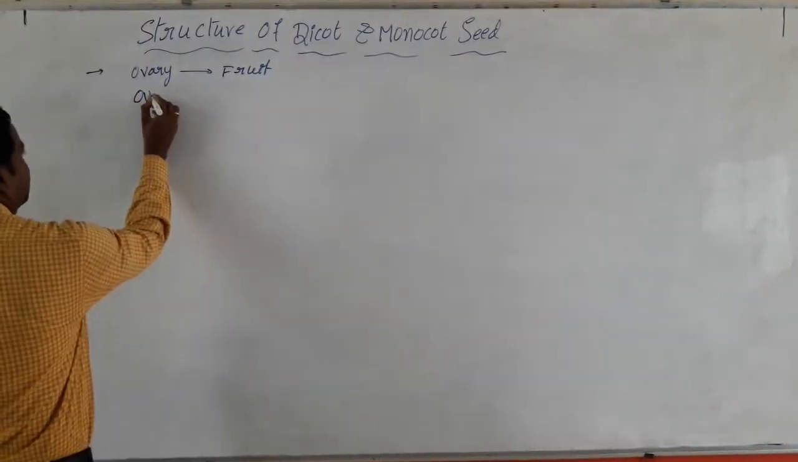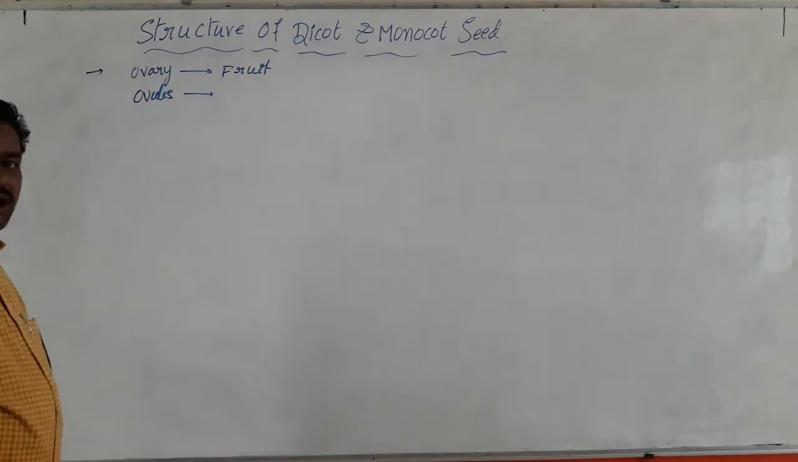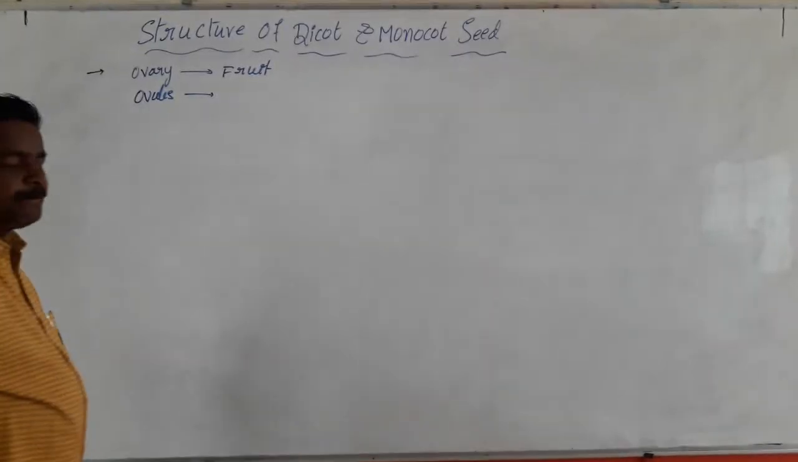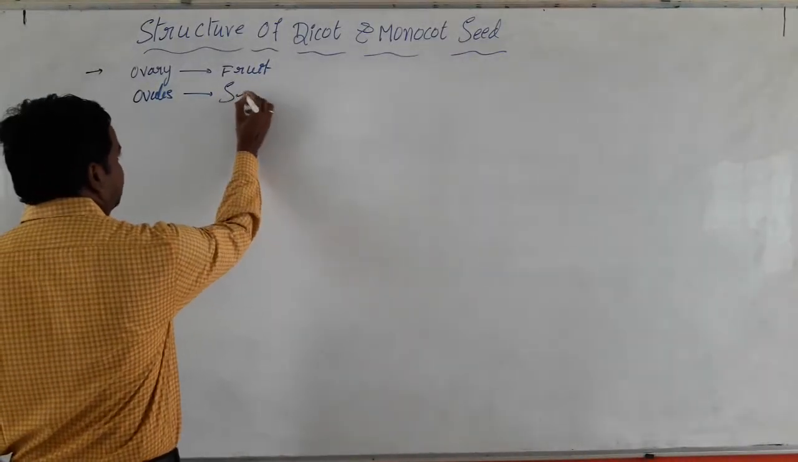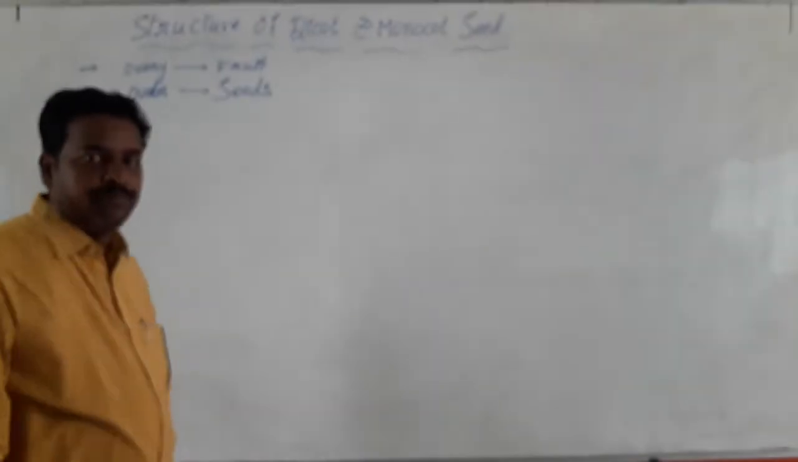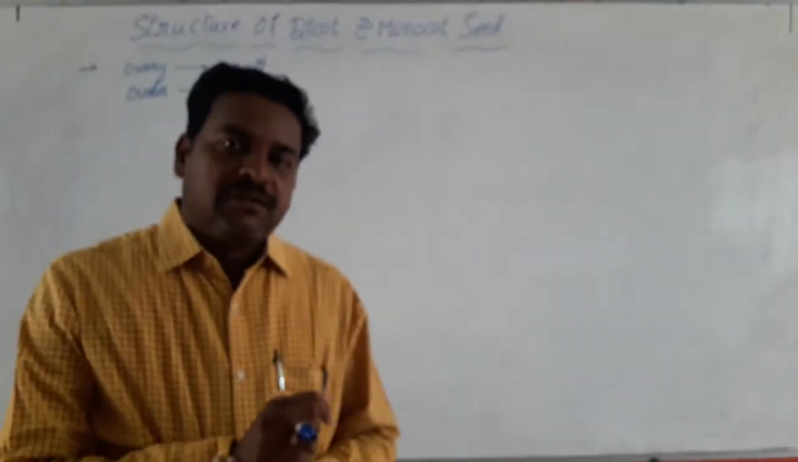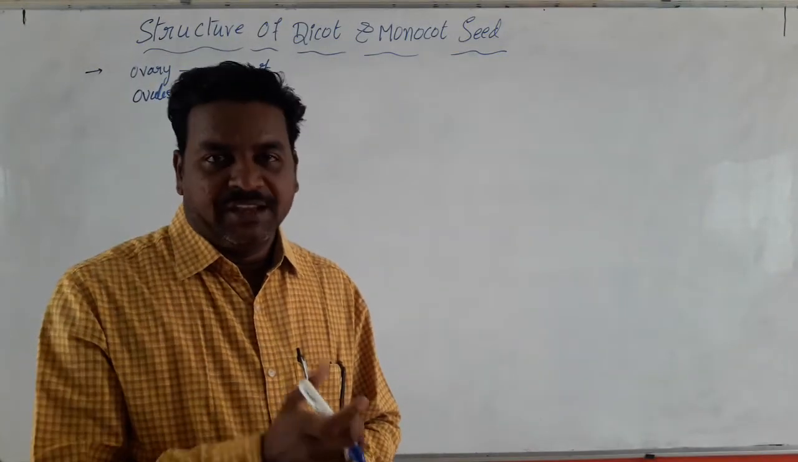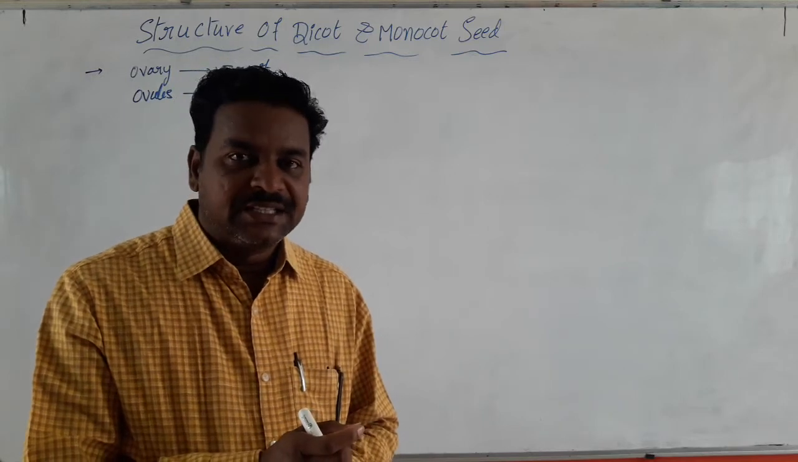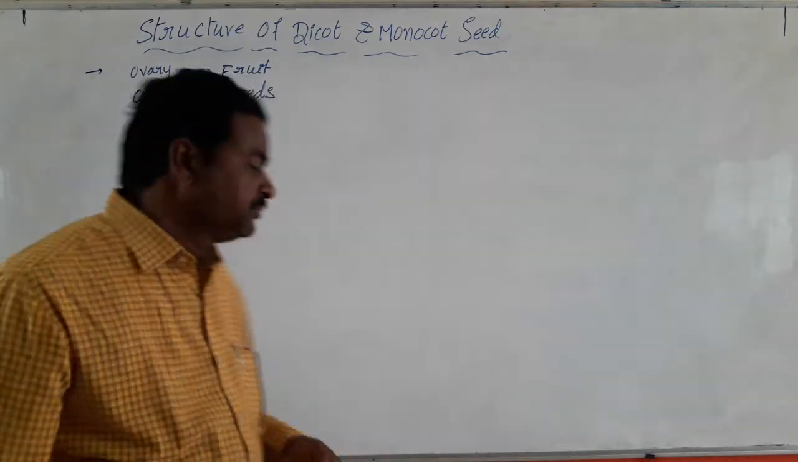Similarly, ovules are present inside the ovary. After fertilization, these ovules develop into the seeds. So the fruit is the fertilized ovary and the seed is the fertilized ovule. They are the products of sexual reproduction.